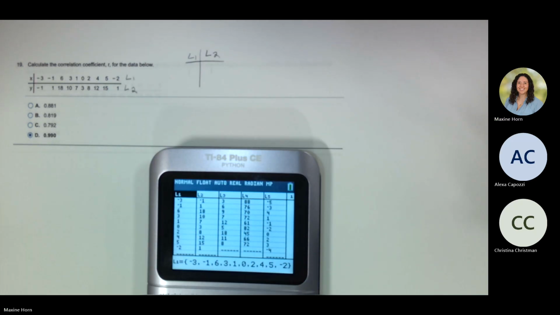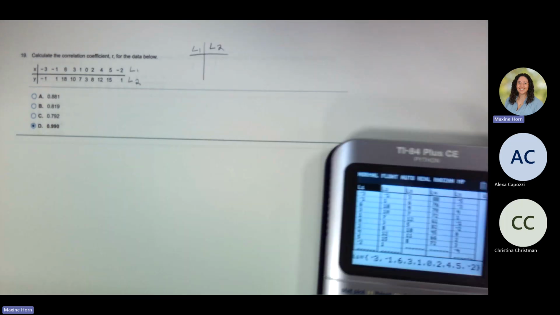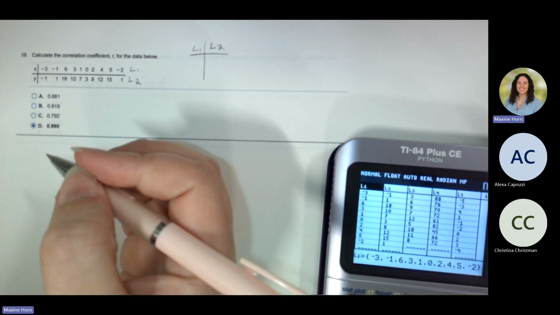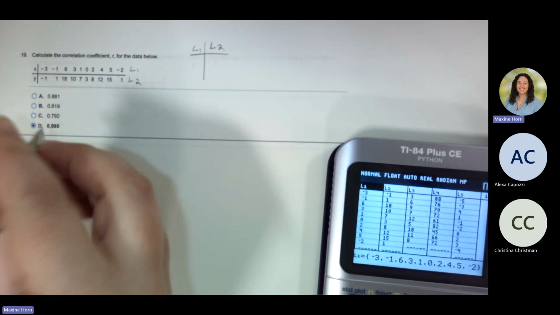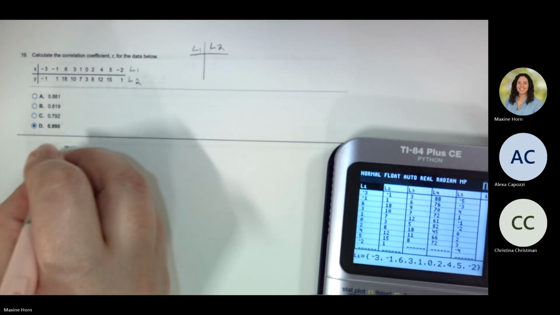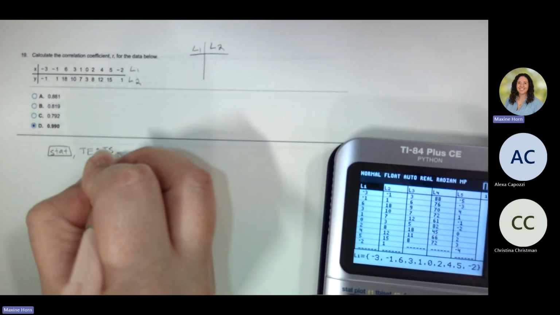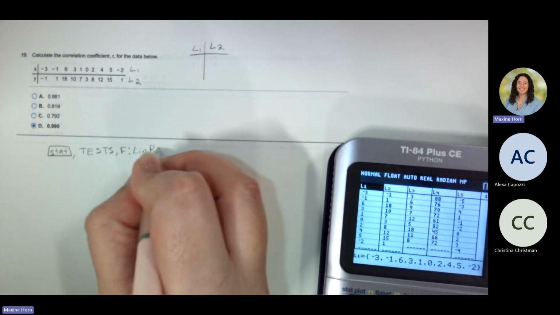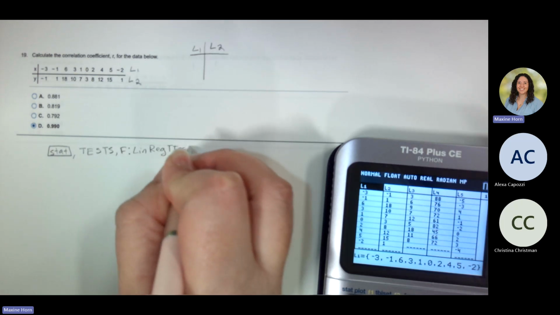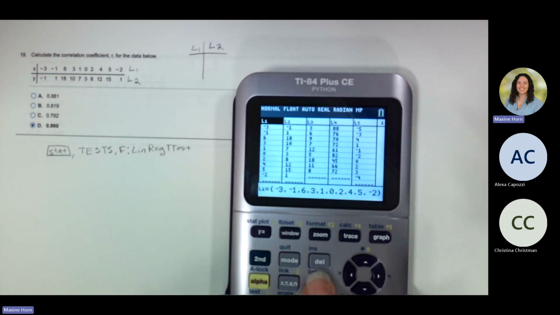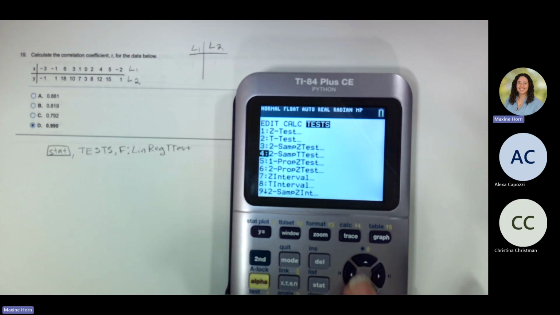What we're going to do is, I'll write it out by hand here, but I do have this on the PDF. We're going to go to stat, and we're going to go to tests, and then we're going to go all the way down to F, which is linear regression t-test, right? So I'm going to go stat, test, and then I'm going to arrow all the way down to F, linear regression t-test.